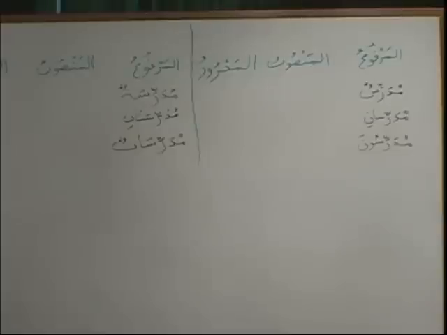When we are in dual, in musanna, then it is mudarrisani, and then mudarrisaini, and then again mudarrisaini. This will come later on, it was not there in book 1. Shall I write down mudarrisaini? Maybe I should write it down.